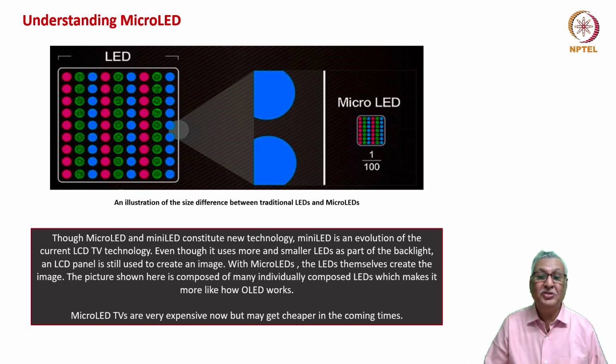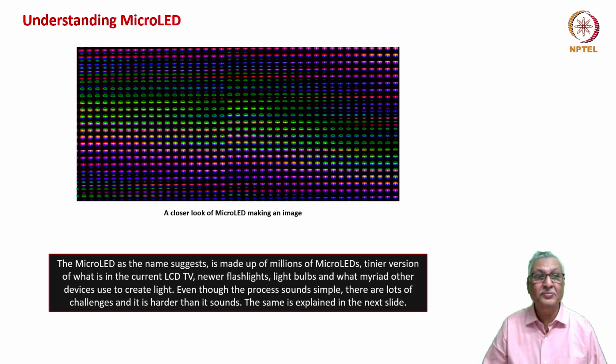That is the big difference between Mini LED, which is currently being used, and the MicroLEDs that are getting to be used. The picture shown here is composed of many individually controlled LEDs, which makes it look more like how OLED works. MicroLED TVs are very expensive now, but can get cheaper in the coming times.